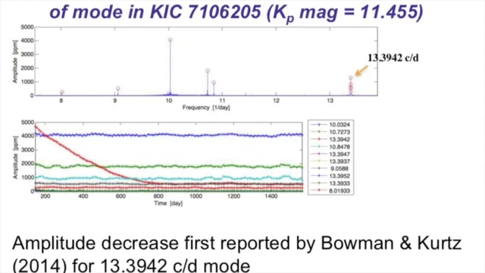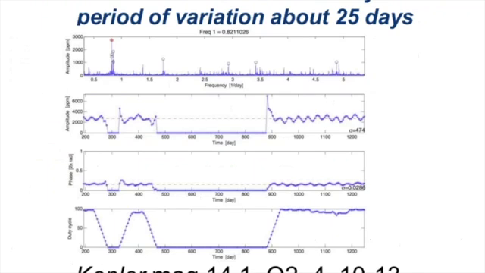So you can see that we could reproduce this, and we have no idea why this is happening. Why did that one Delta Scuti-like mode just drop where all the other ones stayed at the same amplitude? So this is one of the first stars that we looked at that was pretty interesting.